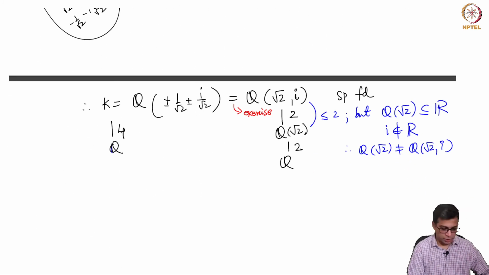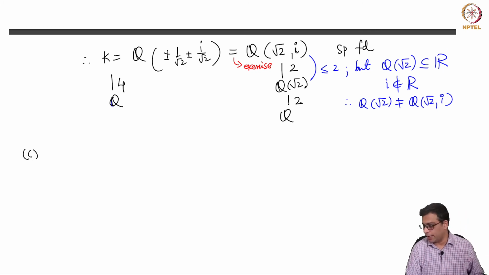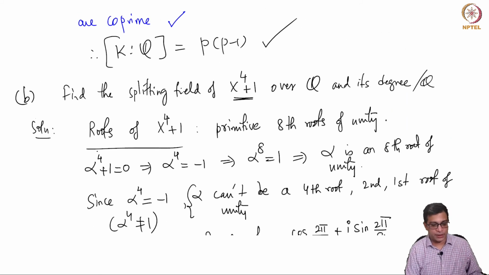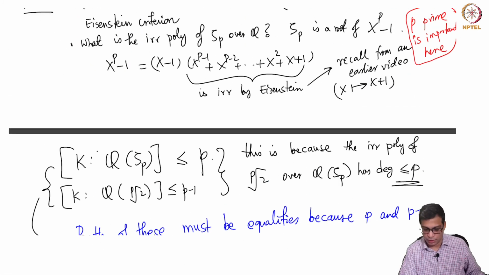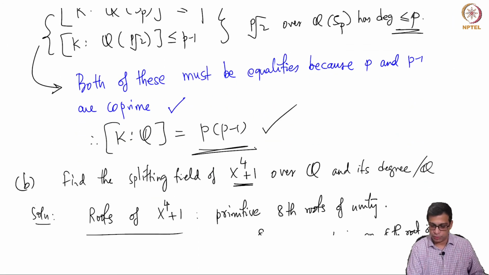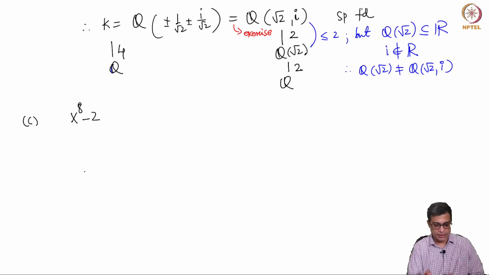Okay, and the final thing that I want to do, just very quickly, is x power 8 minus 2, just to compare this with x power p minus 2, which we discussed earlier. The degree is p times p minus 1. So if the same result is true here, it will be 8 times 7, 56, but it is not.